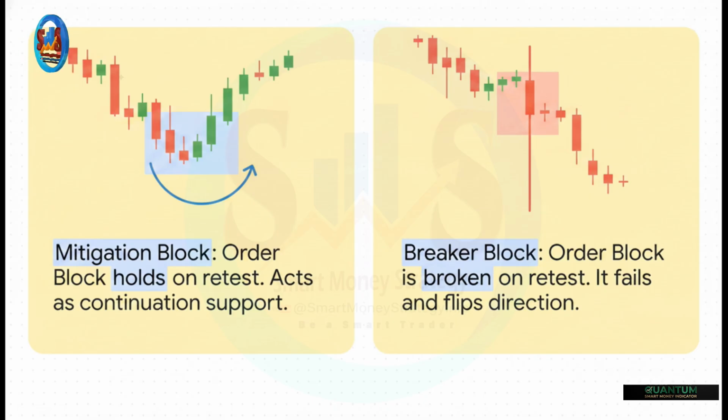A mitigation block is basically an order block getting a second chance. The institutions didn't fill their entire order the first time, so they let the price retrace to fill the rest, or mitigate it, before continuing the trend. But if the market structure shifts and just plows right through that block with displacement, that's a breaker, and smart money is now heavily trading in the opposite direction.